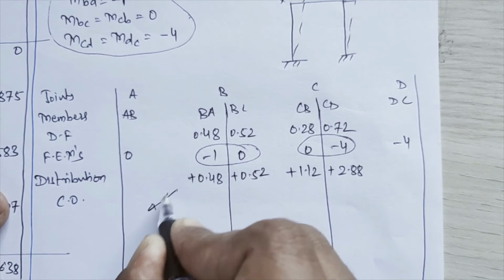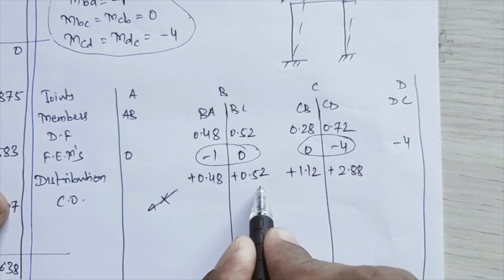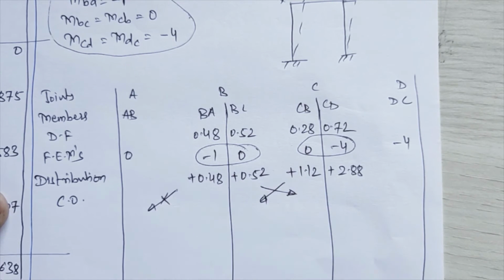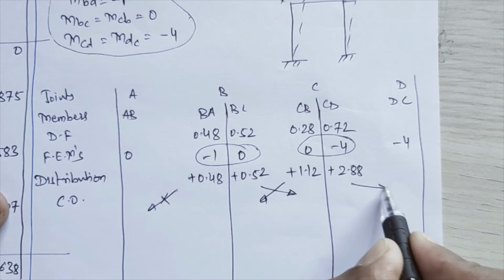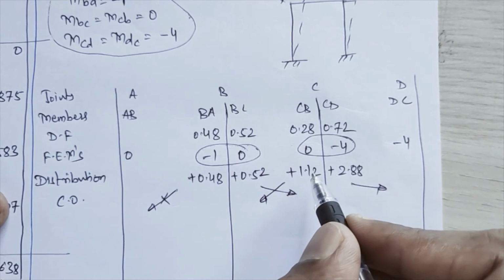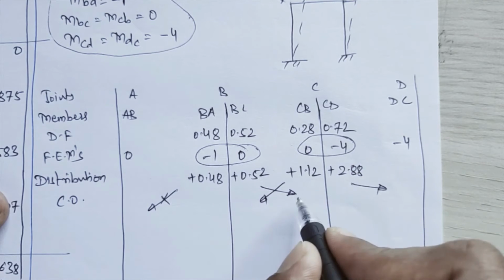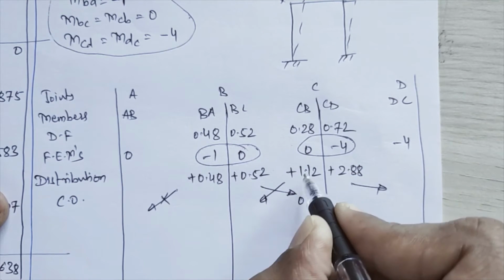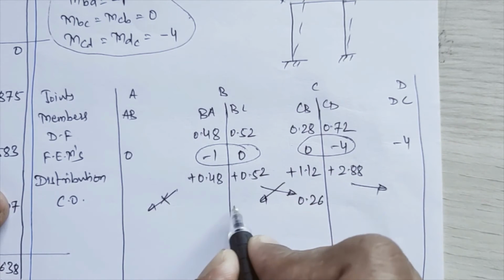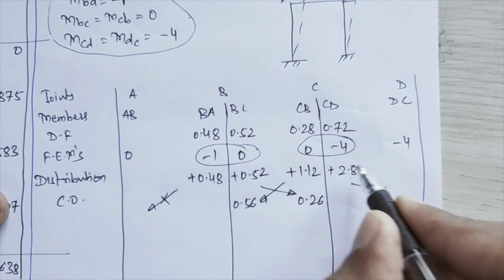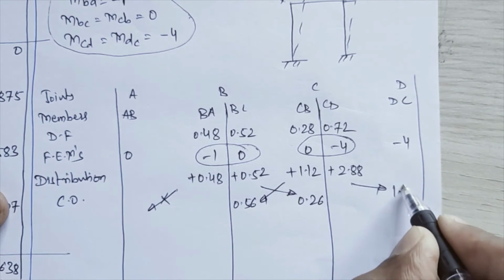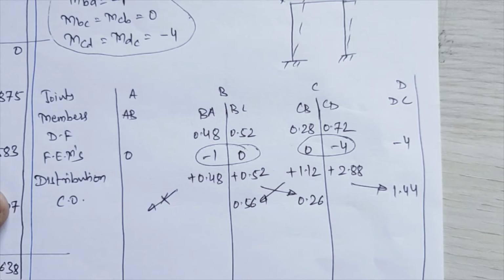For carryover, this carryover is not possible because A is a fixed support. BC will get carried over to CB, CB will get carried over to BC, and CD will get carried over to DC over there. The carryover factor is again 1/2. So half of 0.52 I get as 0.26, half of 1.12 I get as 0.56, and half of 2.88 I get as 1.44.